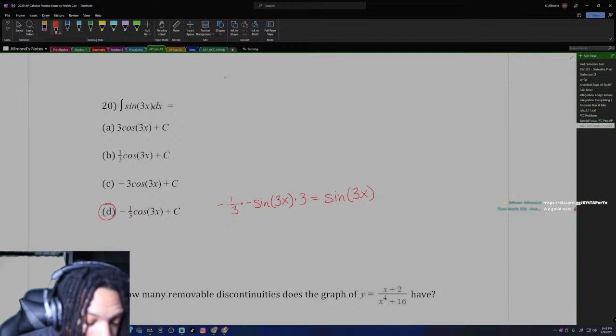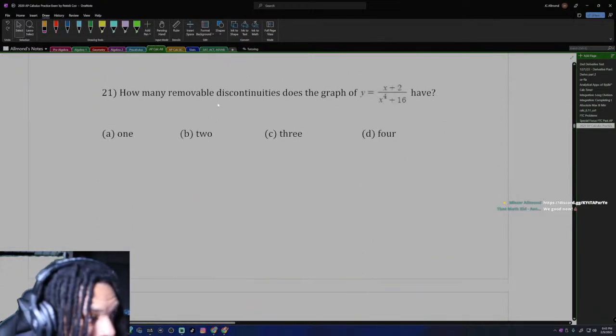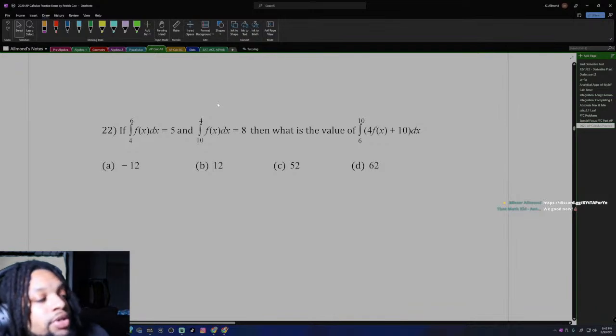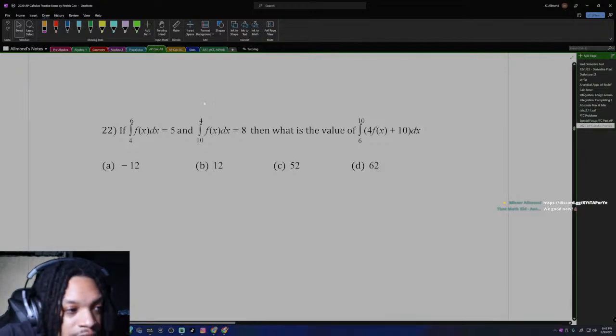Number 22. Okay, I don't think this one is an FTC problem. It looks like just knowing the properties of definite integrals, just from looking at it. Because this is an FTC stream, I'm going to skip this one for right now.